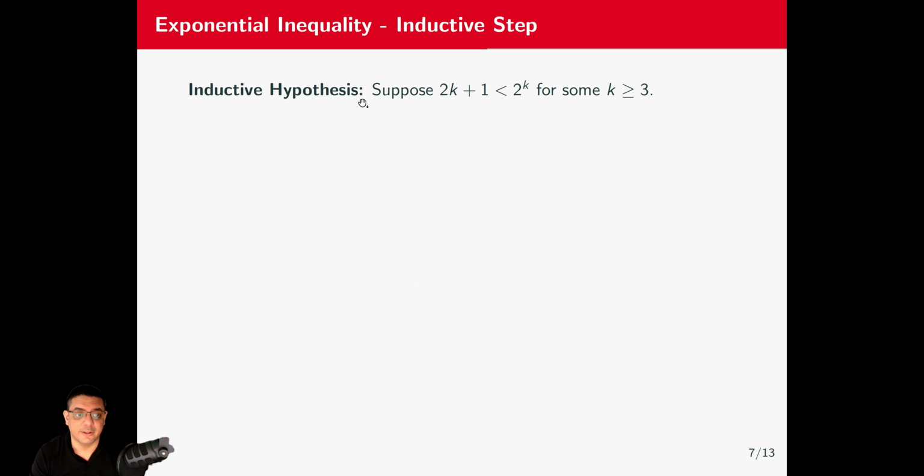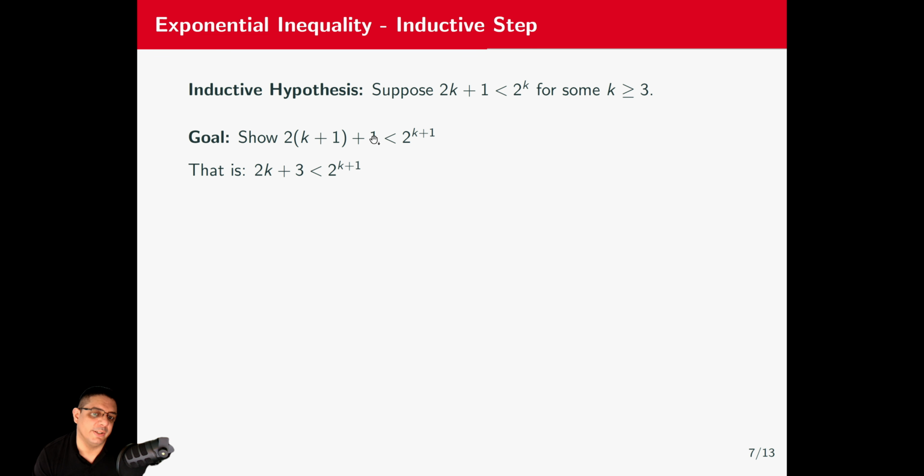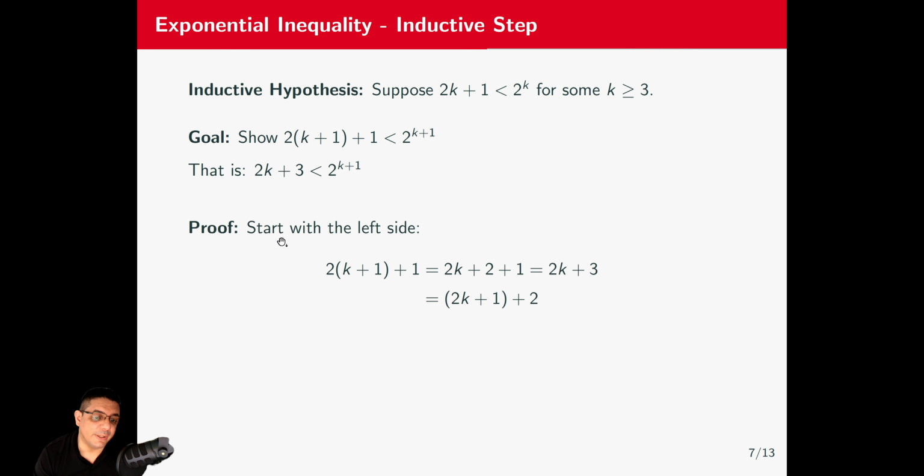Now, let's go for the inductive hypothesis. We suppose that for some k bigger than 3, we have that 2k plus 1 is less than 2 to the k. Now, our goal is to show that 2(k plus 1) plus 1 is going to be less than 2 to the k plus 1, which will be the k plus 1 step. If we check what this really means, 2k plus 3 is less than 2 to the k plus 1. Now, let's start with the left side.